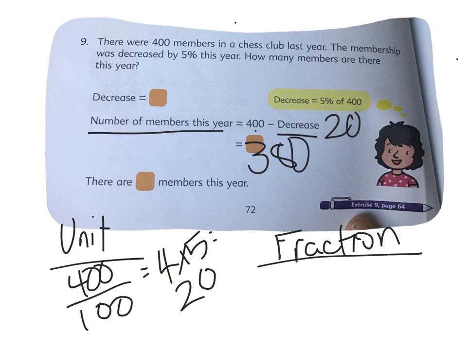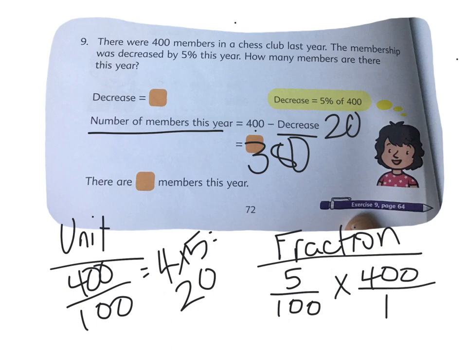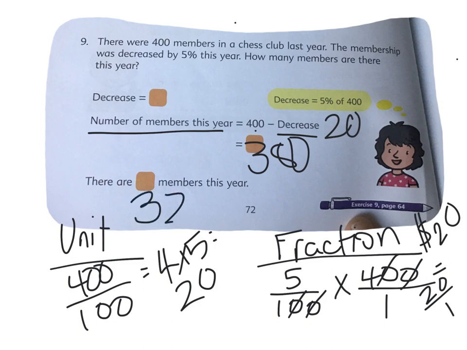Let's do it the fraction way. So the fraction of 5 is 5 over 100. 5% of 400 is to multiply. Whatever I do to the top, well, this is over 1, I can do to the bottom. Cross off 2 zeros, cross off 2 zeros. 5 times 4 is 20 over 1, or 20. Now remember, you need to go back, and since it was a decrease, you need to subtract. So the answer is 380 members this year.